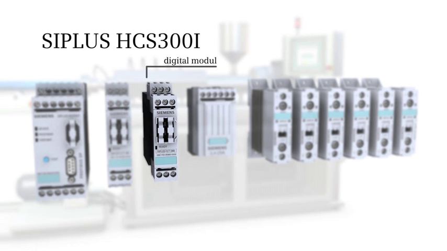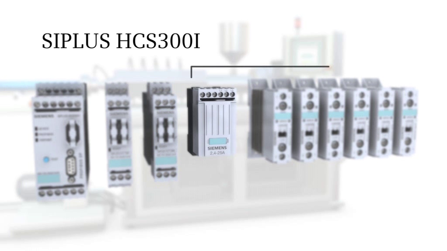The digital module augments the heating controller by adding extra outputs, through which several solid-state contactors can be switched, for example. The current and voltage measuring module detects load currents and voltages and relays these values to the basic unit.